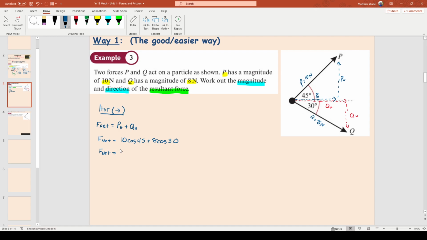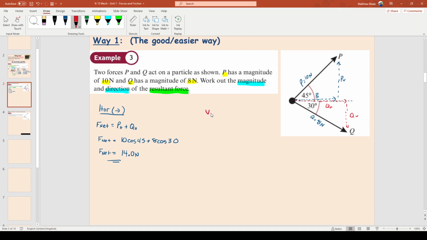So it's 10 cos 45 plus 8 cos 30 equals, and nice surd answer, but we're a physicist now, so we don't need to worry about surds. I've got 14.0 newtons, and that's my answer for horizontally. So altogether horizontally, it's being pulled by 14.0 to the right. But the thing is, though, it's being pulled up and down, too.